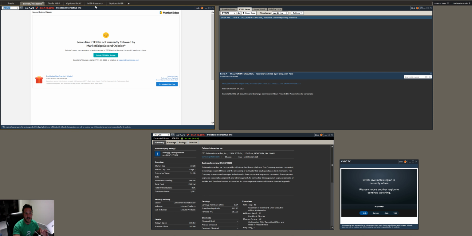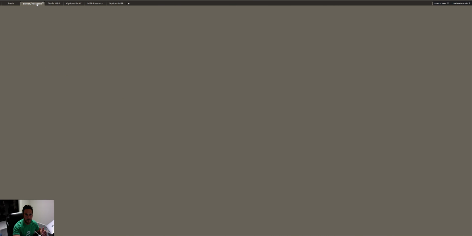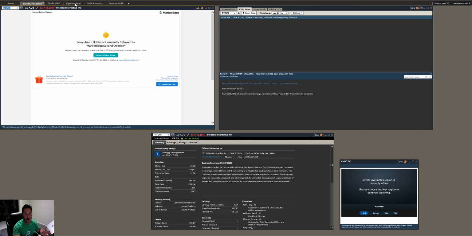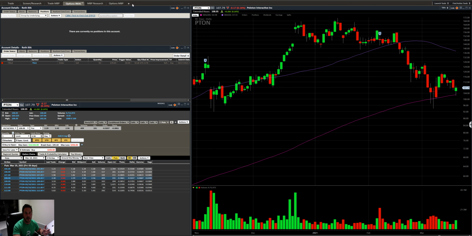I have made these. I can put a link in the description to how I made these. I made a separate video on how I made these different tabs and what they represent. These are not the standard ones, but if you're interested, please reach out and I can give you a breakdown of what I did. But essentially, I have all of these different tabs. I have a trade screen, I have a research, I have a trade again, I have an options screen, and then I have more research.